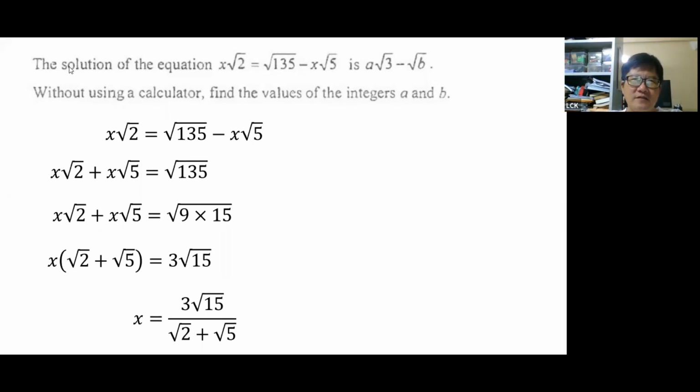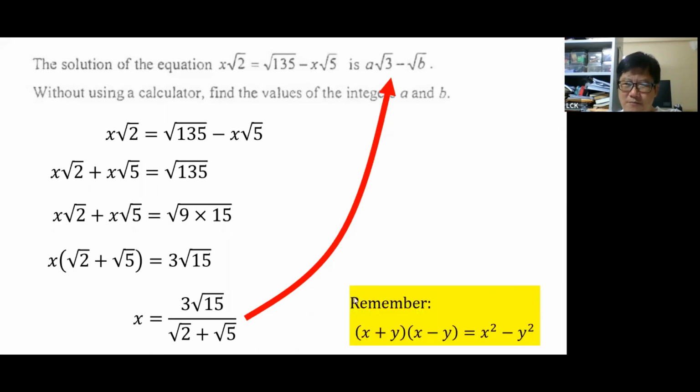All right, it says the solution of the equation, right? I have solved it. This is the solution. But the problem is the question wants the solution in this form. I have the solution, but the solution is not in this form. All right. So here I remember this again: x plus y and x minus y is x squared minus y squared. So that's what I'm going to do to settle this denominator here, to transform it to this form.